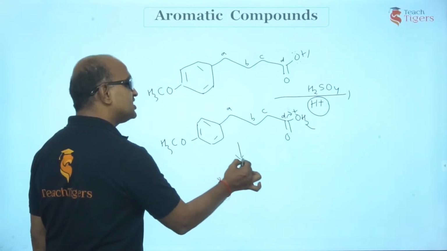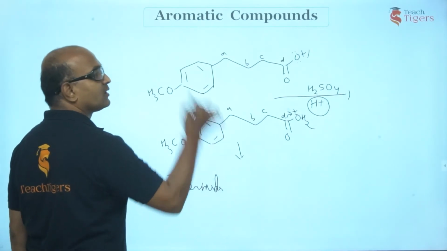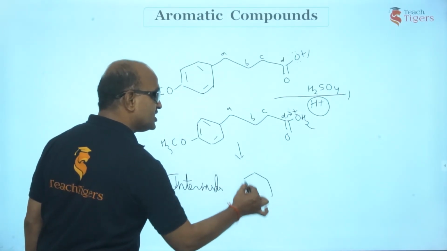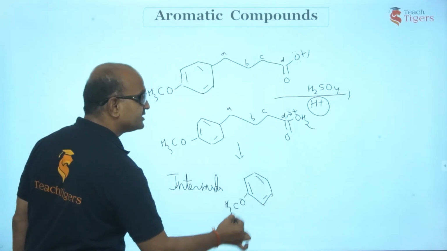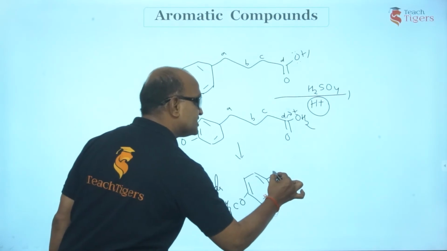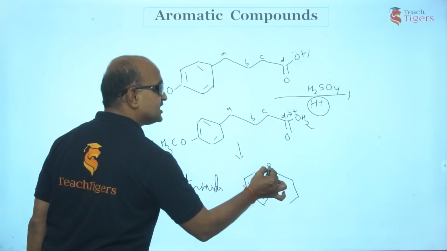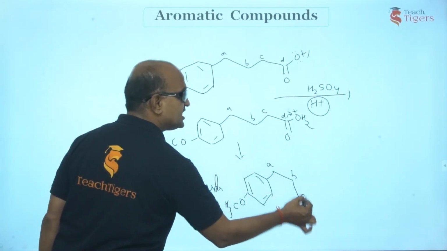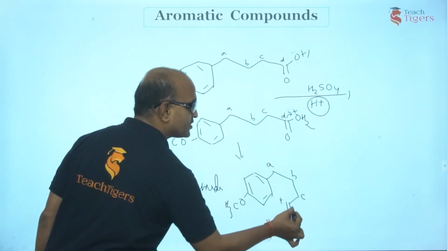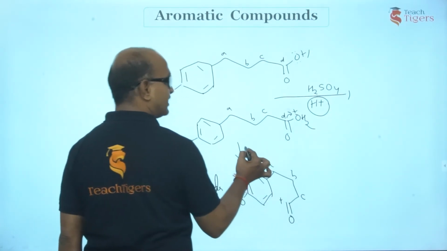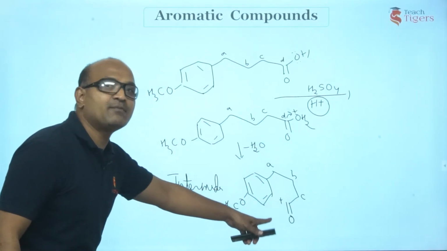So what is the intermediate you are going to get? The intermediate of this reaction is this. OCH3 I already have. This is A, this is B, this is C, this is D. Am I right? So this is A, B, C, D. Here you are going to get a positive charge. Water is removed. Am I right? Water is removed. So this is the intermediate, guys. This is the acylium carbocation.